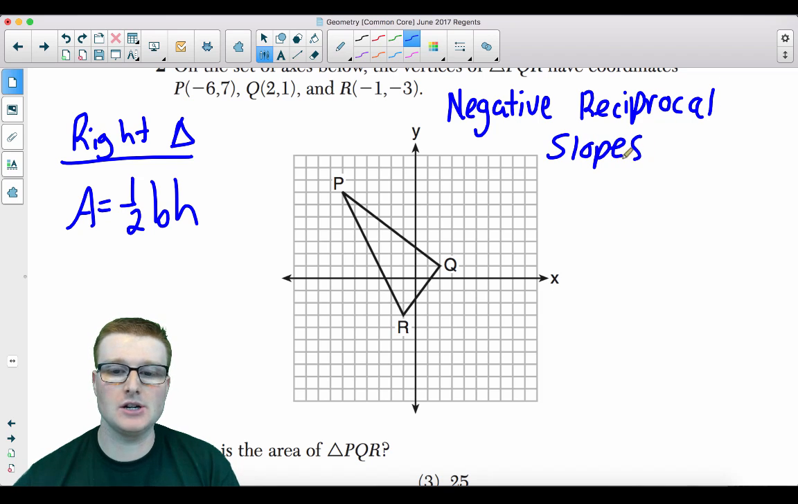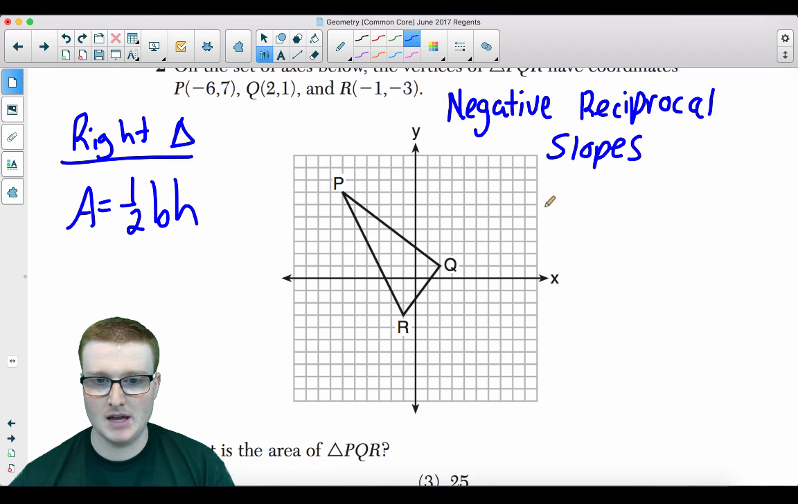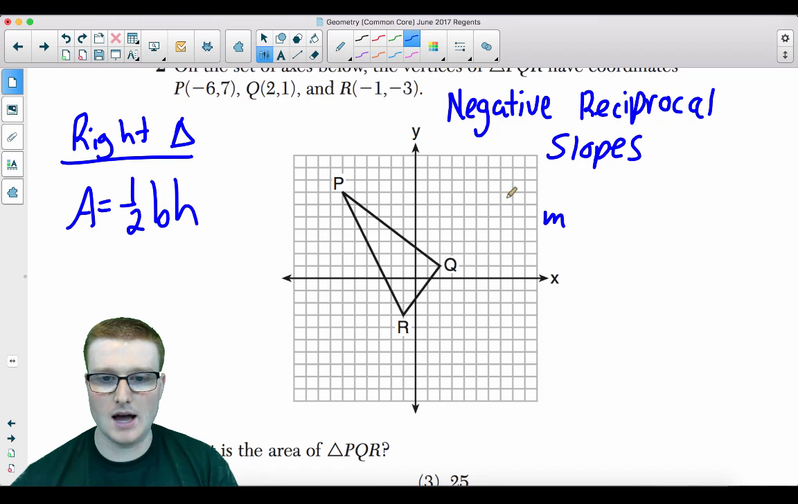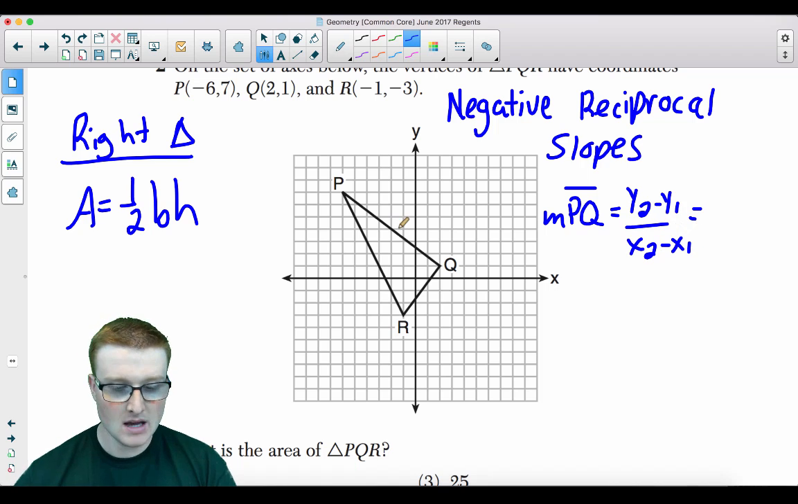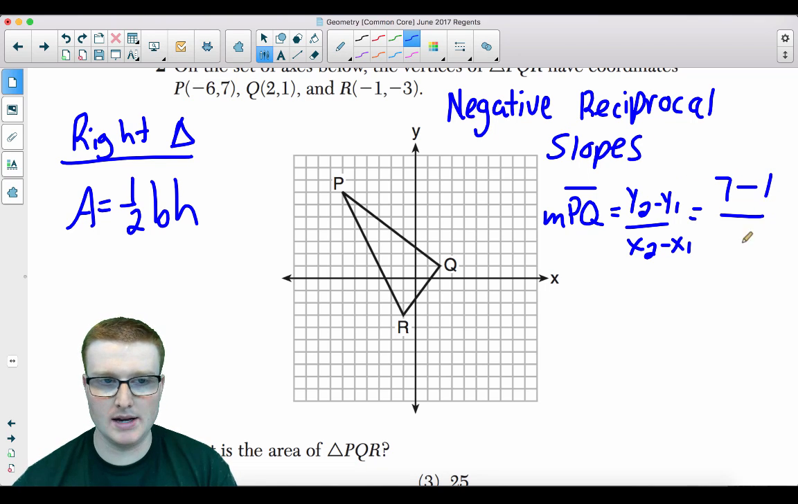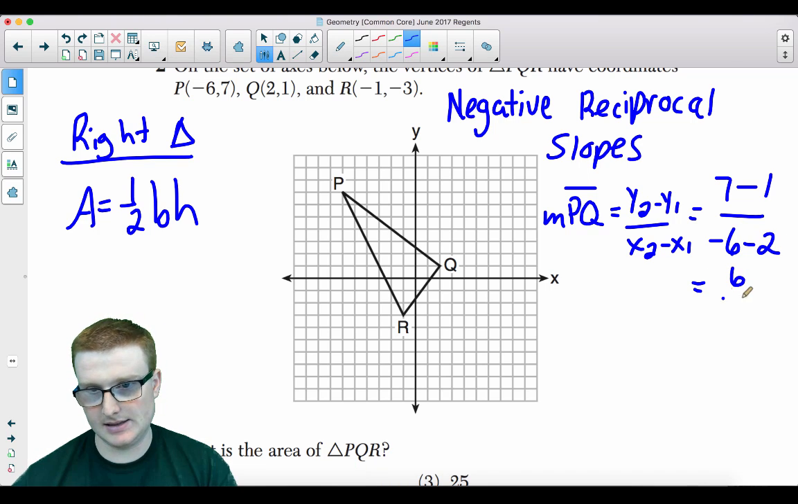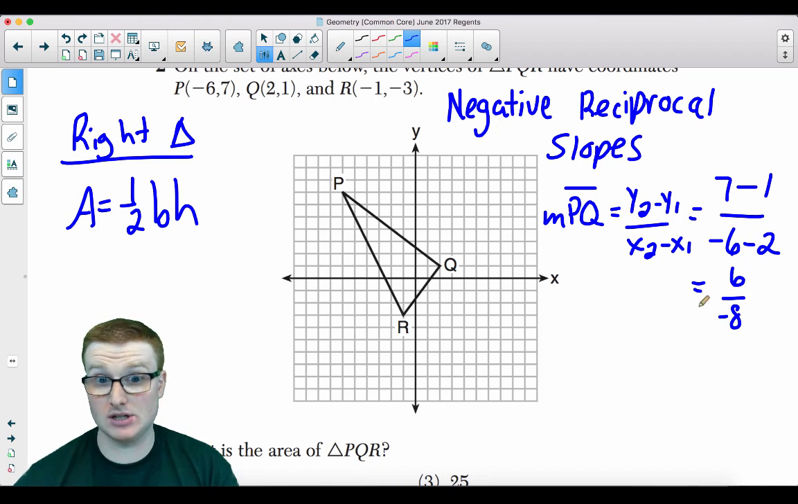All right, so what we're going to do is take the slope of PQ and take the slope of RQ and see what it results in. So the slope of line PQ is the following. Well, the slope formula is y2 minus y1 over x2 minus x1. For points P and Q, we got 7 minus 1 over negative 6 minus 2. That gives me 6 over negative 8. Let's just leave it like that.